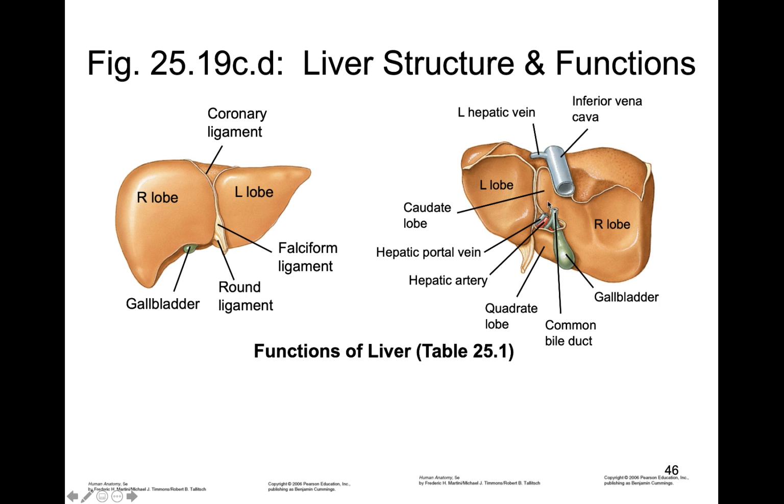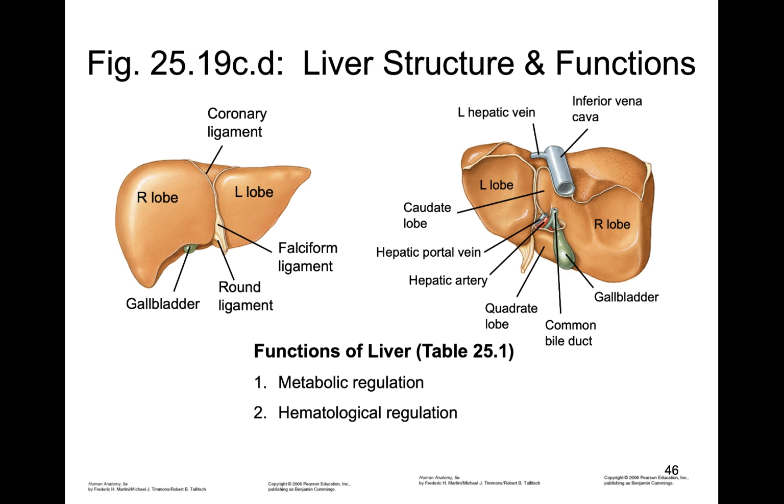So you have 4 lobes there, and then you have the hepatic portal vein that's going to take the nutrients from the small intestine to the liver to process it, and the hepatic artery that's taking the oxygenated blood to the liver. And then you also have ligaments. You have the falciform ligament there, and then you have the round ligament, and then you have the coronary ligament. You'll be learning to name these for the lab part of the class.